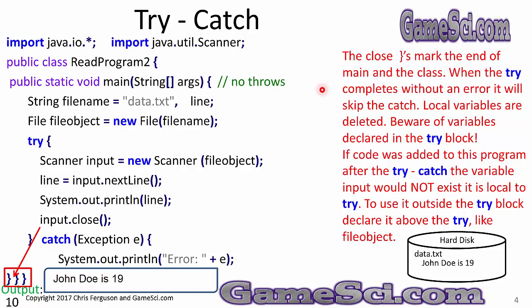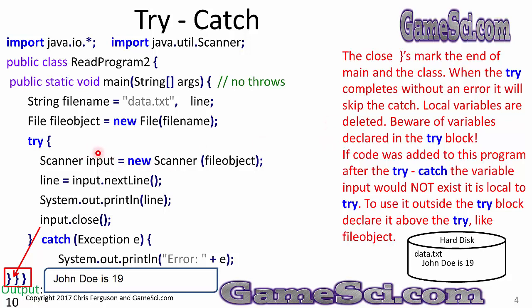When the try completes without an error, it will skip the catch. You do not execute any code in the catch if there is not an exception or an error. Local variables will be deleted. Beware of variables declared in the try block.